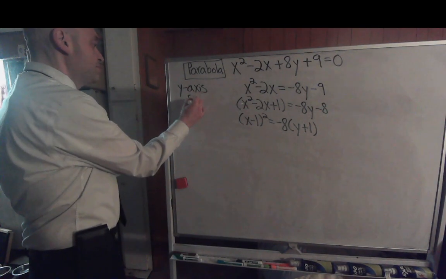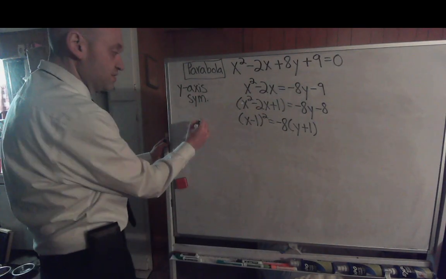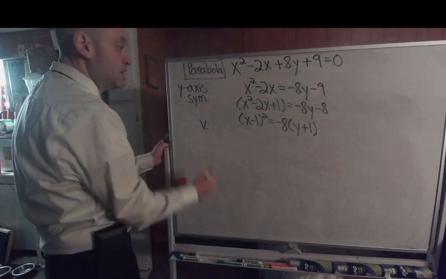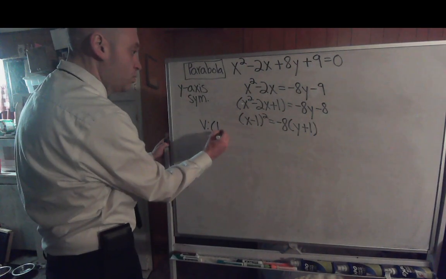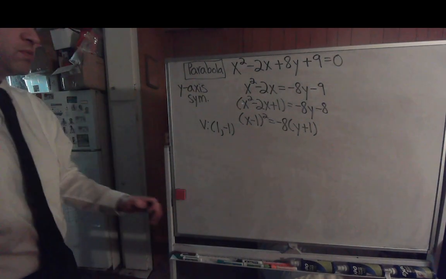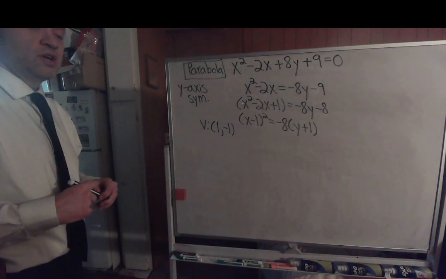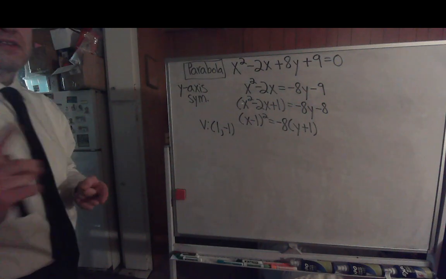So this parabola has y-axis symmetry. Now, what's the vertex of this parabola? That's going to be at (1, -1). That's your vertex, at (1, -1). Now we need to find two more pieces of information: the directrix and the focus.